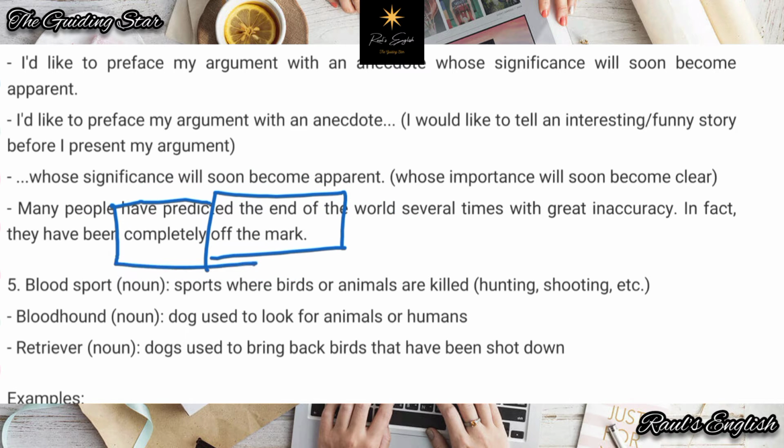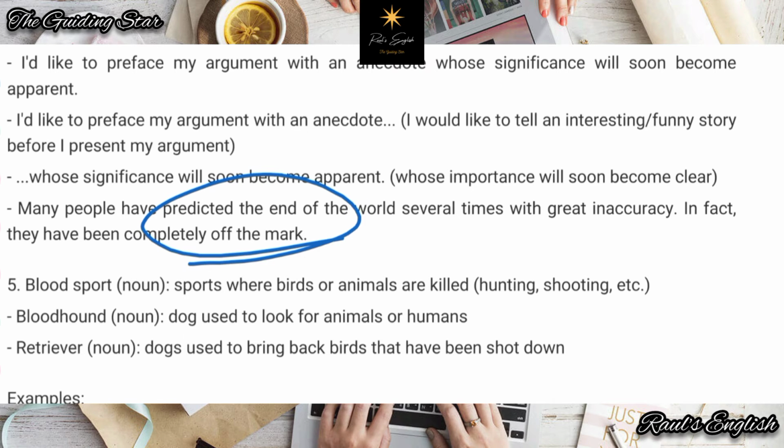Completely off the mark. Nothing has happened. The world has not ended at all. Alright, they've been totally inaccurate, and we saw how this expression comes into being, off the mark. We saw the arrow, bow, and all that stuff. Alright, let's go on to number 5.